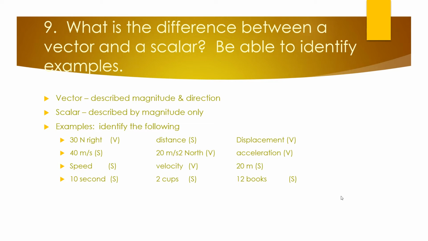40 meters per second is a scalar. Speed is a scalar. 10 seconds is a scalar. Distance is a scalar. 20 meters per second squared to the north is a vector. Velocity is a vector. 2 cups is a scalar. Displacement is a vector. Acceleration is a vector. 20 meters is a scalar. 12 books is a scalar.